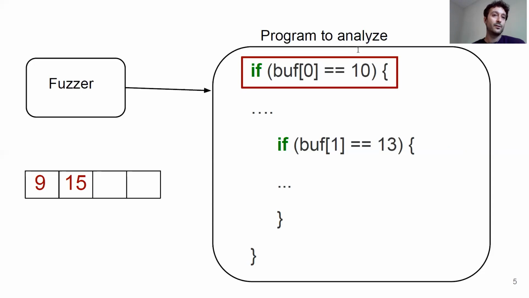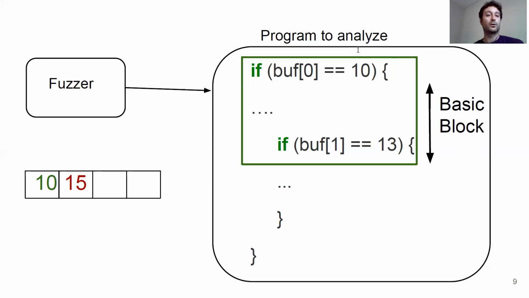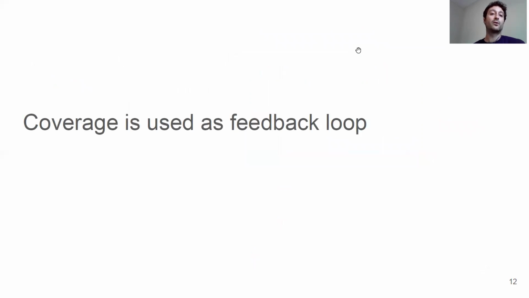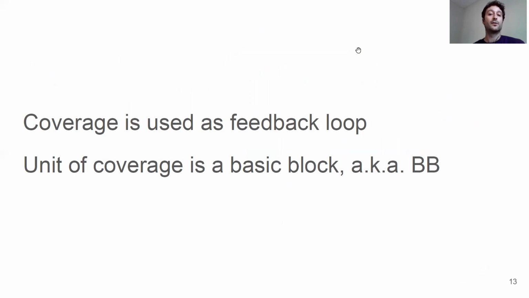At some point, the fuzzer generates input that satisfies the first condition and unlocks a list of instructions, which we call a basic block. This basic block is roughly a list of instructions without branches. Because this input is useful in the sense that it unlocks a new basic block, the fuzzer continues mutating this input until it finds a new input, here 13, that unlocks yet another basic block. So the takeaway here is simply that coverage is used by coverage-guided fuzzers as a feedback loop, and the unit of coverage that is used is the basic block.